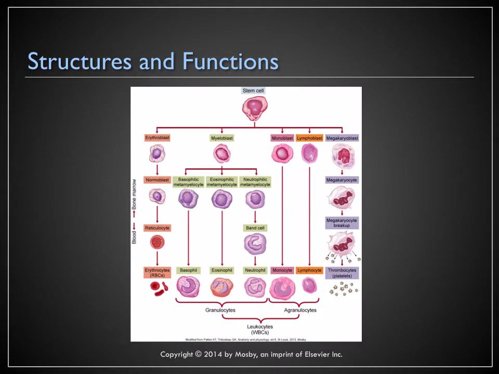Blood and the structure and function, the same diagram again. When you're talking about the hematological system, we need to talk about blood. And what is blood? Actually, blood is a type of connective tissue that performs three major functions: transportation, regulation, and protection.